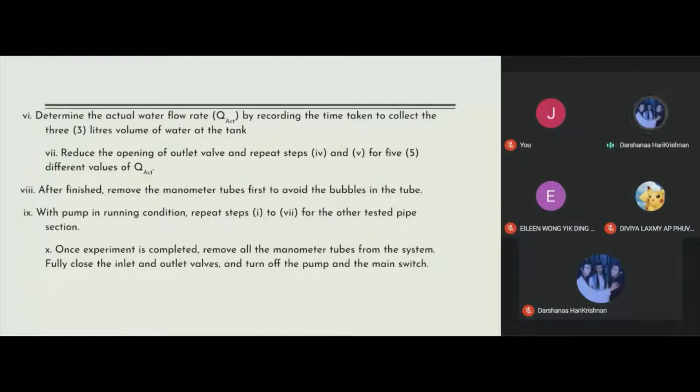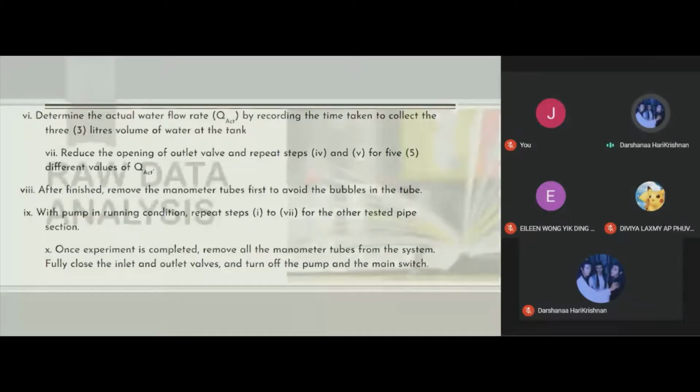Next, with the pump in running condition, repeat steps 1 to 7 for the other tested pipe section. Lastly, once the experiment is completed, remove all the manometer tubes from the system. Fully close the inlet and outlet valves and turn off the pump and the main switch. Next, I'll pass to raw data analysis.